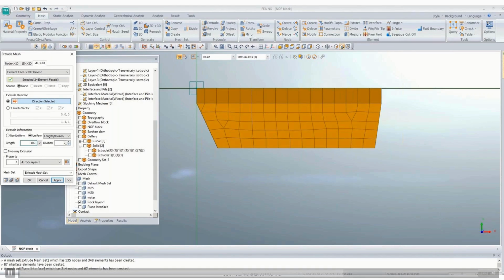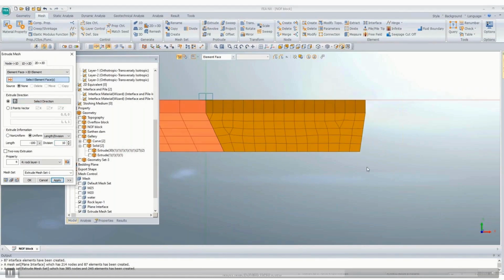And say a coarser mesh of, say, 10 meters. Don't worry about this, we'll change the parameters and mesh set later on and apply. Similarly this side. Select direction, this one, positive 100 meters and apply.